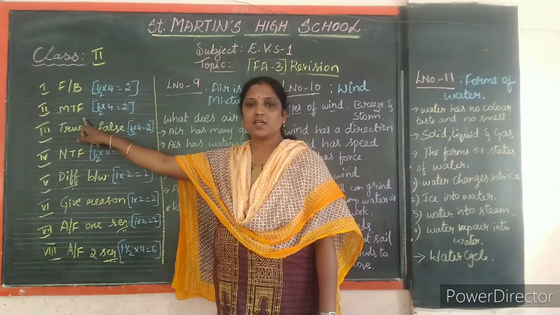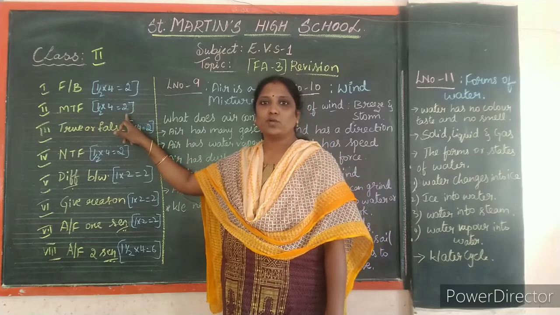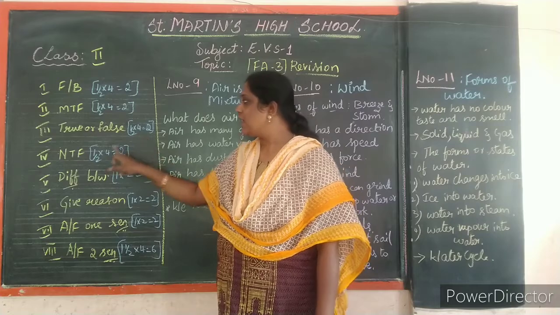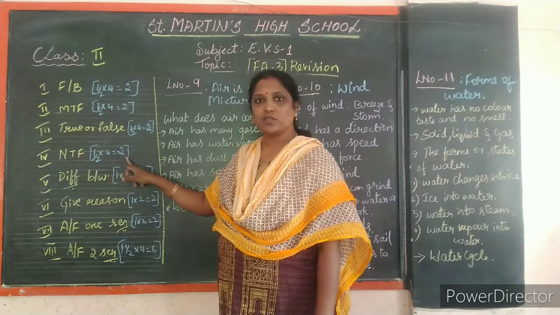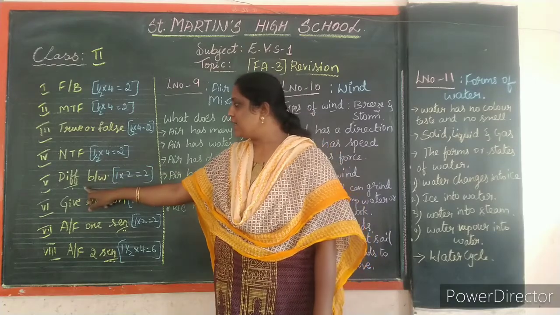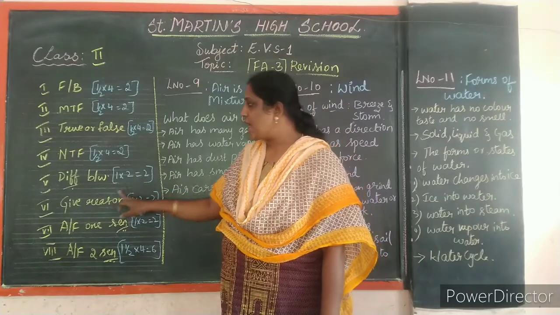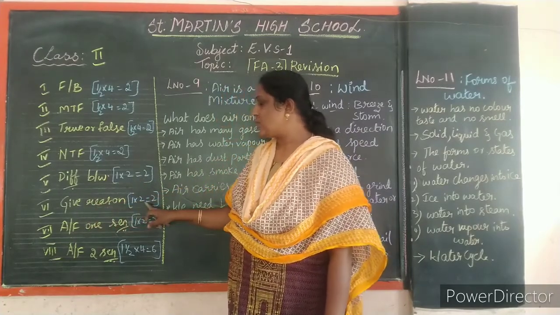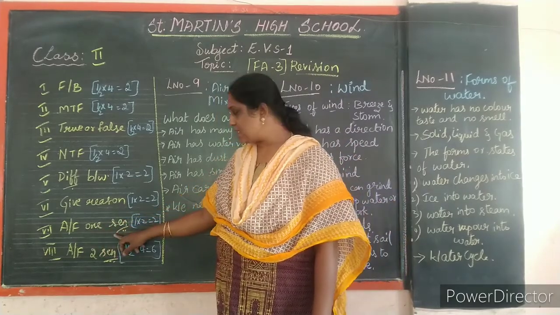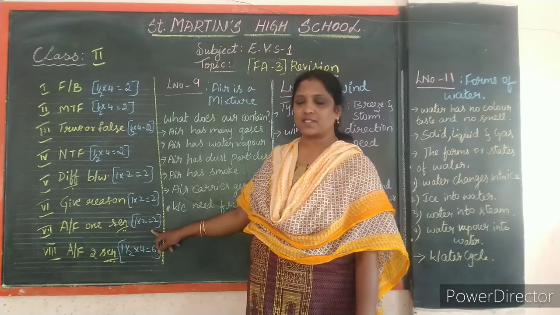And second main is your match the following. Here half into 4, that is again for 2 marks. Name the following is also for 2 marks, with 4 questions. You will be having 4 questions for differentiate between, 1 mark each, and give reasons, 1 mark each. You will be having 2 questions, and answer the following in one sentence. You will be having 2 questions for 2 marks, each carries 1 mark children.